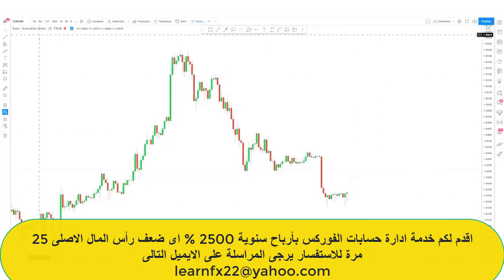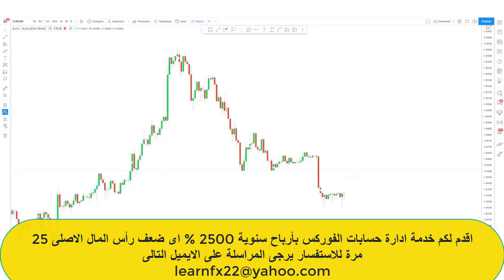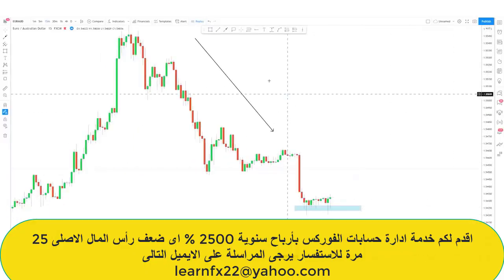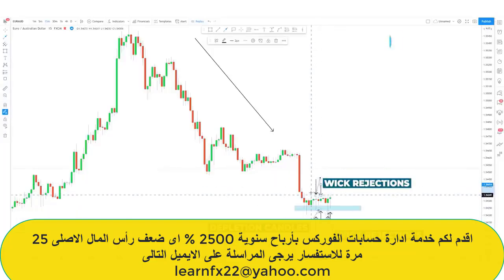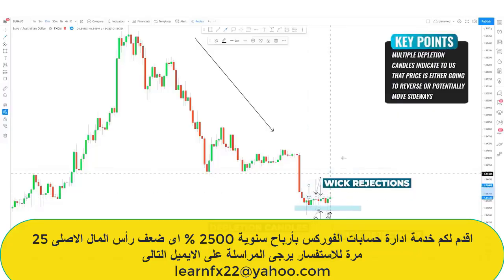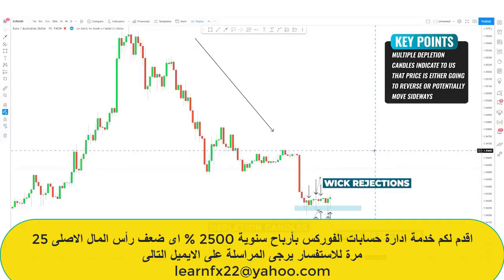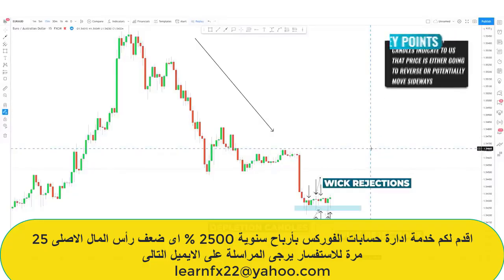Here on Euro Aussie dollar on the 15-minute time frame, we can clearly see here that the trend of the market is bearish. Now, we're starting to gather some information here. The market is pushing bearish, but at the same time, what can you see? Well, we're getting a lot of depletion candles. Candles that are leaving wicks to the top, wicks to the bottom, very small in volume and body, indicating to us that this is a very, very strong indication that price is either going to reverse or potentially move sideways.